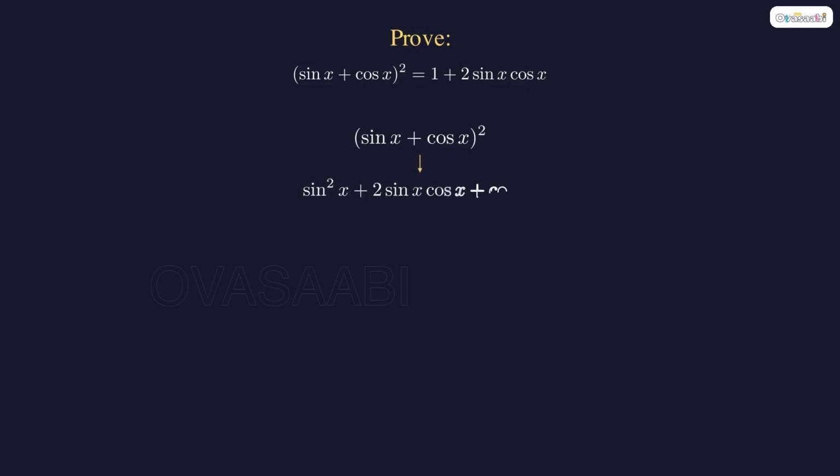Example 2. Prove this identity. Start with the left side. Expand the bracket. Sine plus cosine, all squared, becomes sin² plus 2 sine cosine plus cosine squared. Group sin² and cosine². They equal 1 by our identity. So we get 1 plus 2 sine cosine. That's the right side. Proof complete.